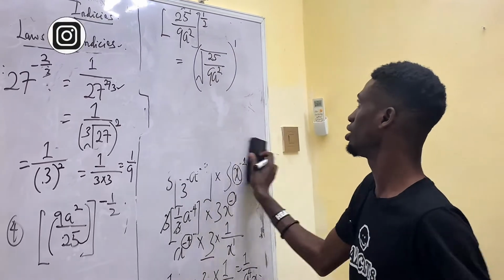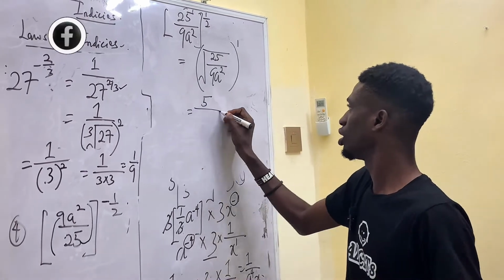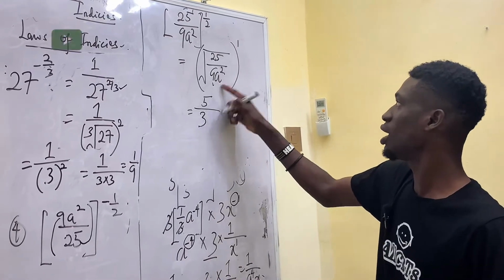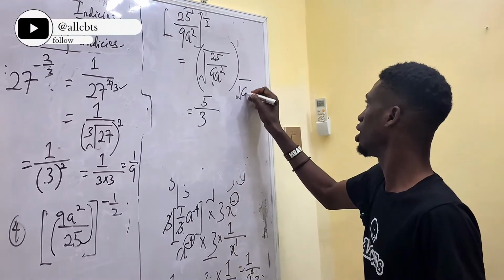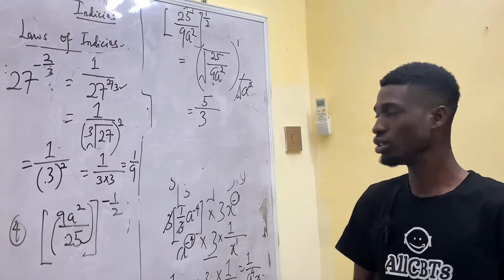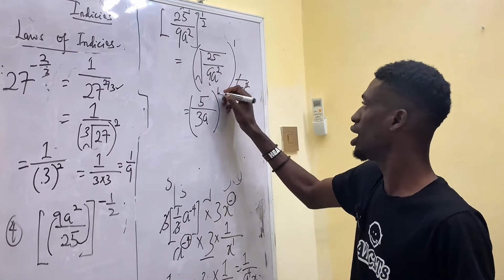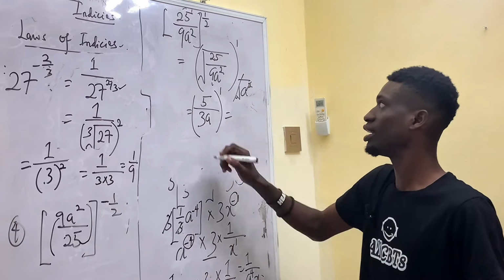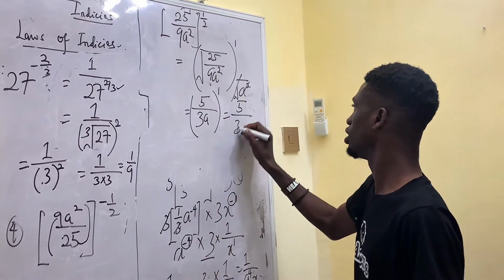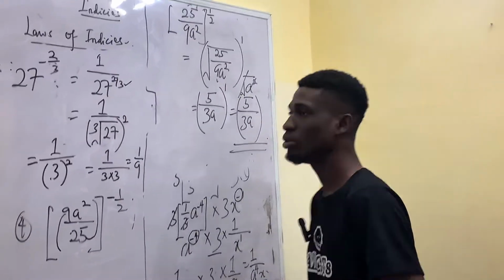So let's get the final answer. What is square root of 25? You have it as 5. Then square root of your 9 is 3. Then square root of a square, you should know that your square is going to cancel your square root. So you are left with a. Everything is raised to power 1. So anything raised to power 1 is still the same answer. So the answer to this question is 5 all on 3a. That is the final answer.